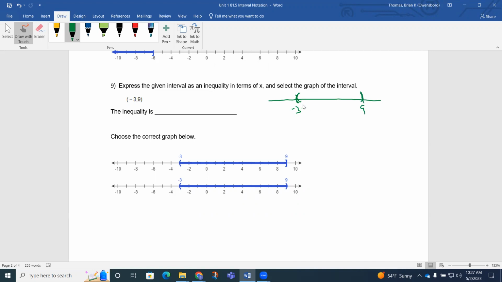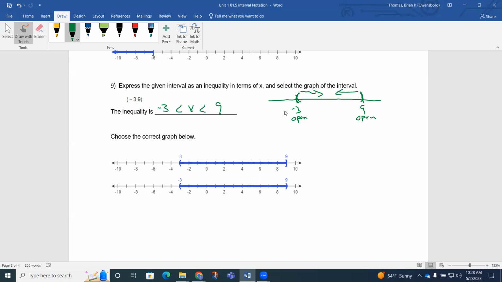So as an inequality, what we're going to have is -3 is less than x, which is less than 9. Since these are both open, we cannot include the endpoints, so we use a less than symbol for those. Remember, when you read it, you read it from the middle. x is greater than -3, which means you're to the right of -3, and x is less than 9, which means you're left of 9, which means you're in between those two values.